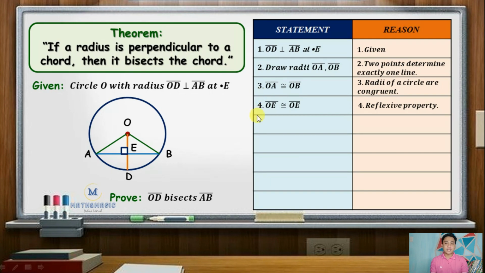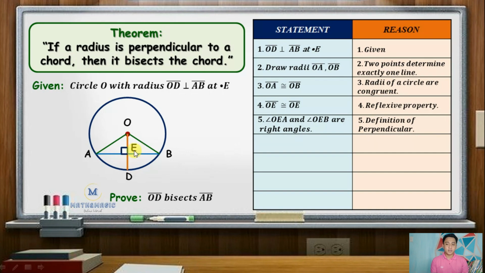For our fifth statement, we say that angle OEA and angle OEB are right angles. Reason, definition of perpendicularity. In the first statement, we say that segment OD is perpendicular to segment AB at point E. So the angles formed there are both 90 degrees.